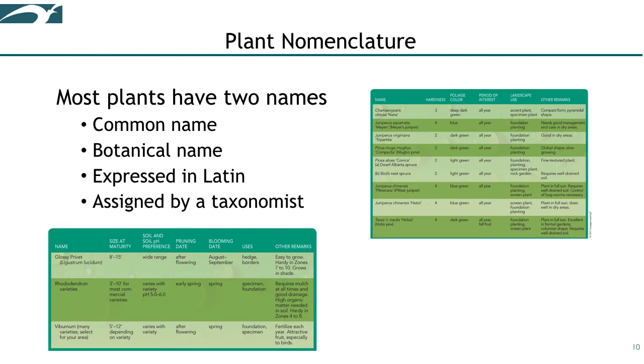Okay, let's look at plant nomenclature. Nomenclature is a form of naming the plants. So what you have is the common name and the botanical name, or sometimes known as the scientific name. It is expressed in Latin and is normally assigned by a taxonomist.